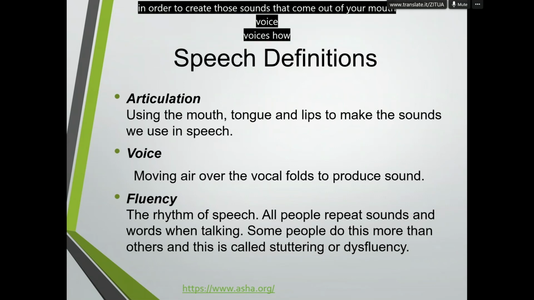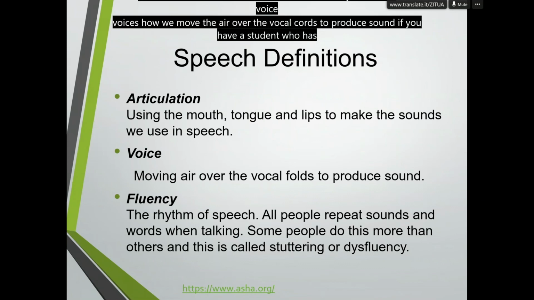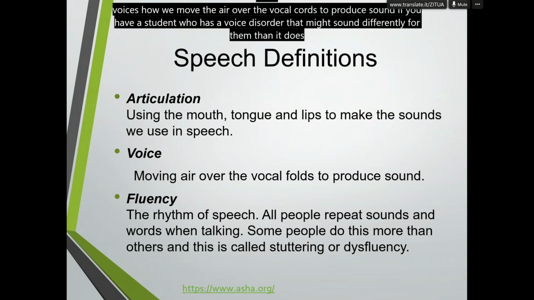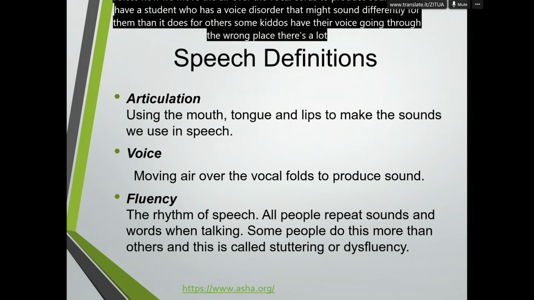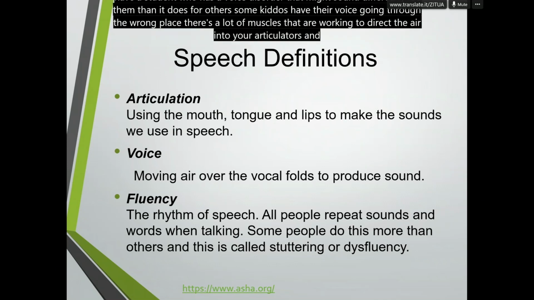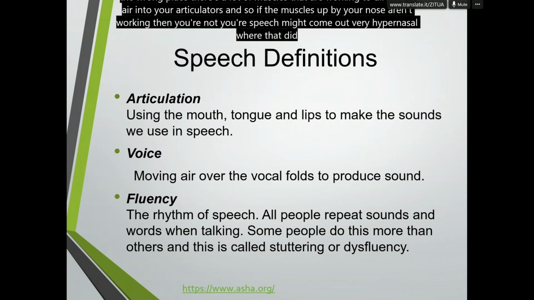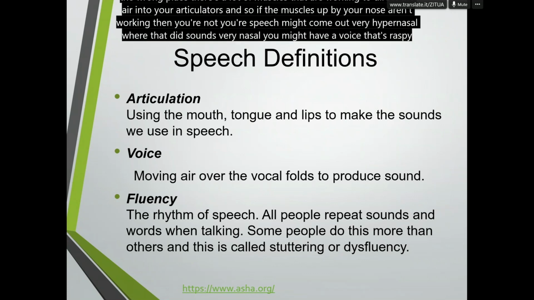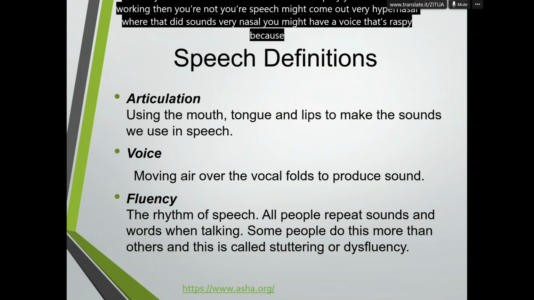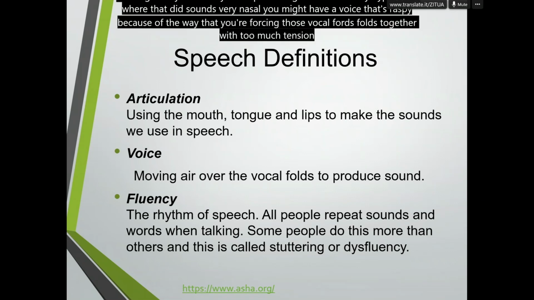Voice. Voice is how we move the air over the vocal cords to produce sound. If you have a student who has a voice disorder, that might sound differently for them than it does for others. Some kiddos have their voice going through the wrong place. There's a lot of muscles that are working to direct the air into your articulators. And so if the muscles up by your nose aren't working, then your speech might come out very hypernasal, where it sounds very nasal. You might have a voice that's raspy because of the way that you're forcing those vocal folds together with too much tension, or if there's something wrong with your vocal folds.